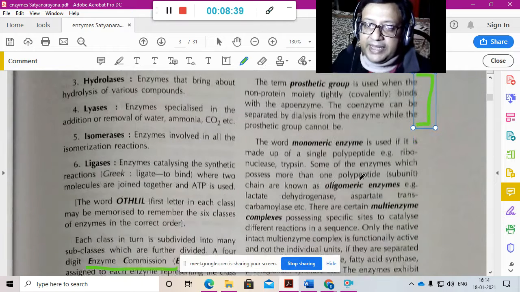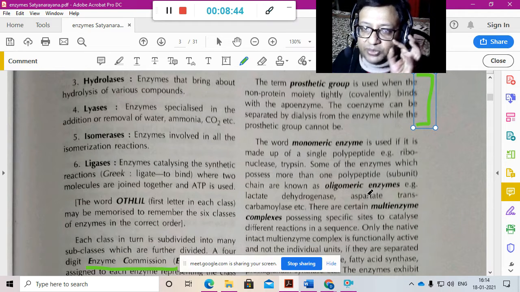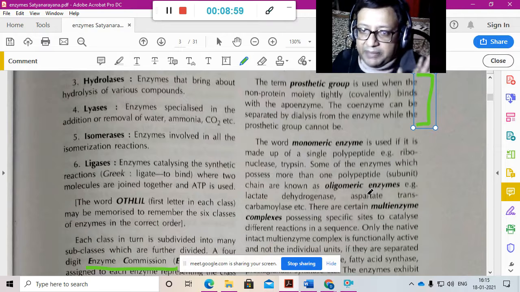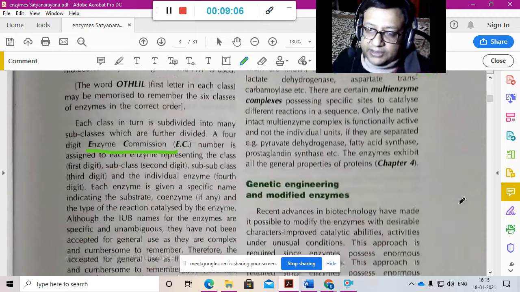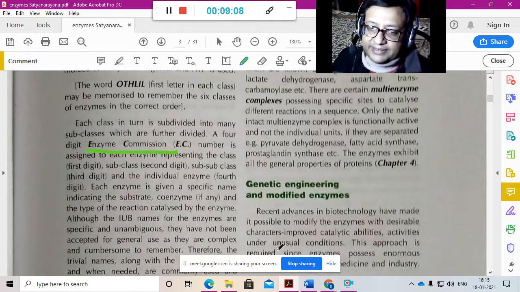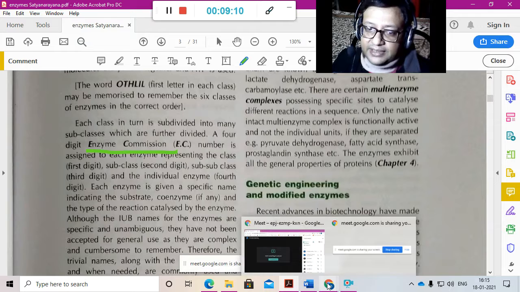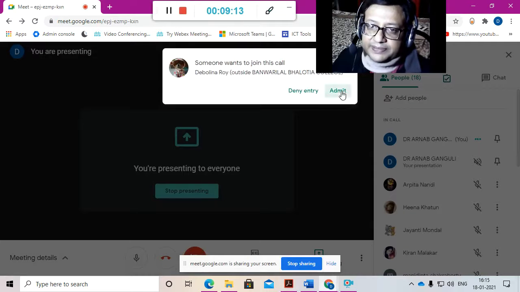Then you have monomeric enzymes and oligomeric enzymes. Proteins which act as just one monomer or a single unit, or it can be oligomeric, where several units together make that particular enzyme. So a single monomer can be an enzyme, or it can be a dimer, trimer, tetramer, or pentamer. It can be many things. So you have multi-enzyme complexes also formed, like FAS, fatty acid synthase. They are multi-enzyme complexes.